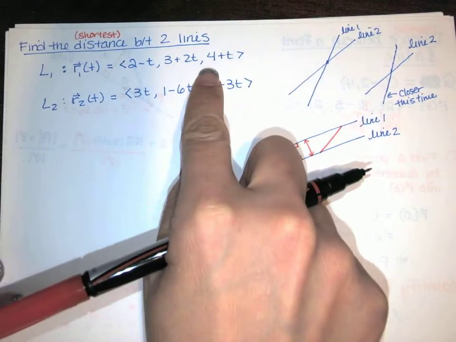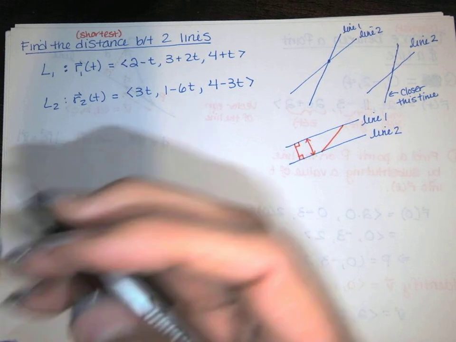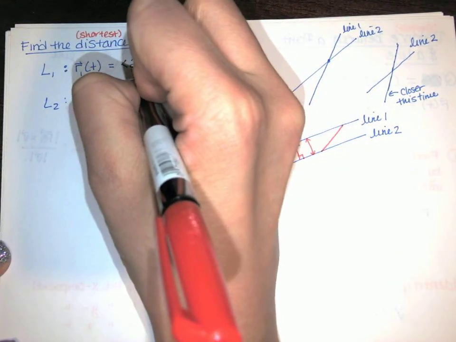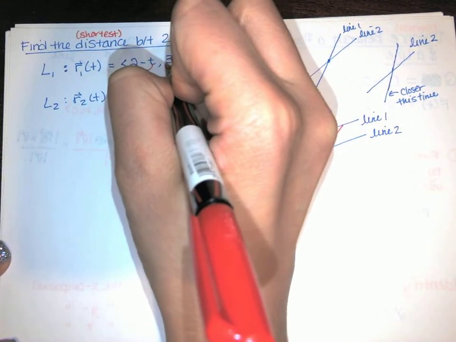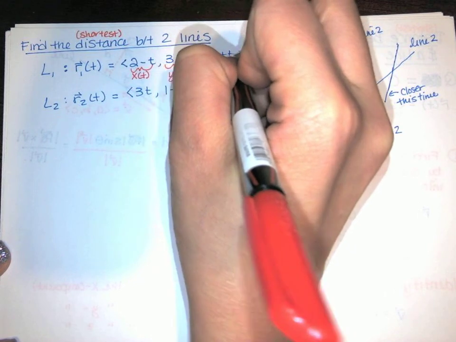Okay, so let's look at this one. Our first line has these parametric equations. This is x of t, this is y of t, and this is z of t.